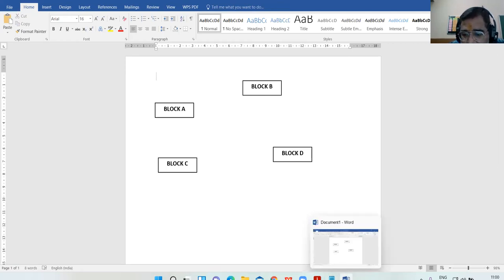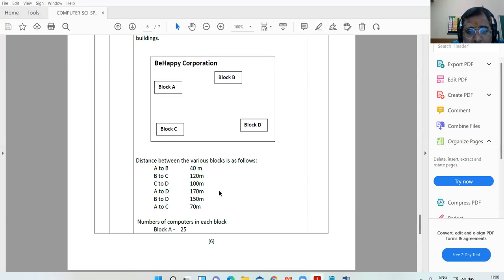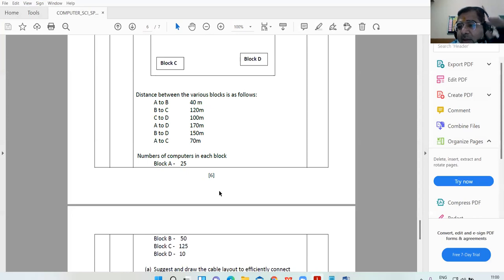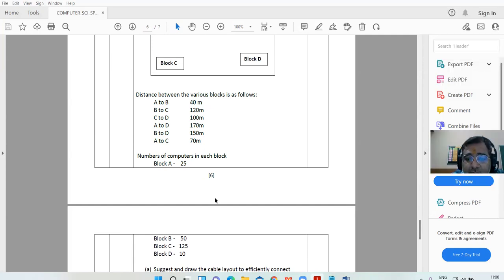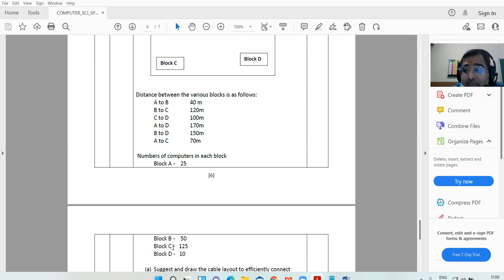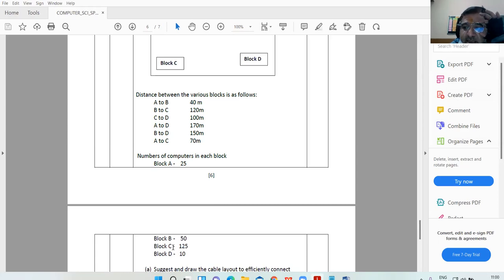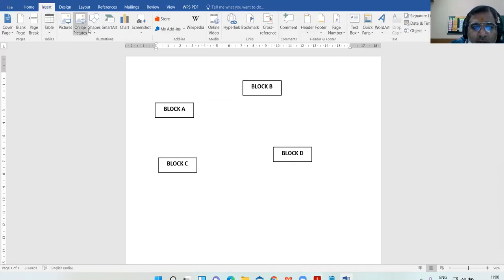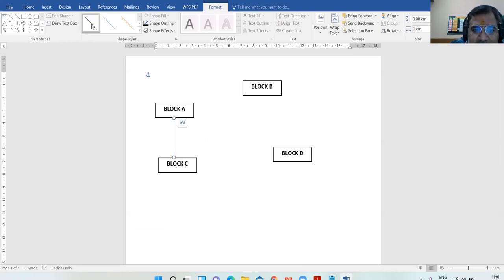Okay, now we have to see in which building maximum number of computers are there. Okay, who will tell? Name the building which are having maximum number of computers. Block C, 125. Jis building mein sabse zyada computer hai, pick up that building. Right now it is block C. So how to draw the cable layout? From block C, give connection to other blocks. Okay. Give connection to other blocks. Right?